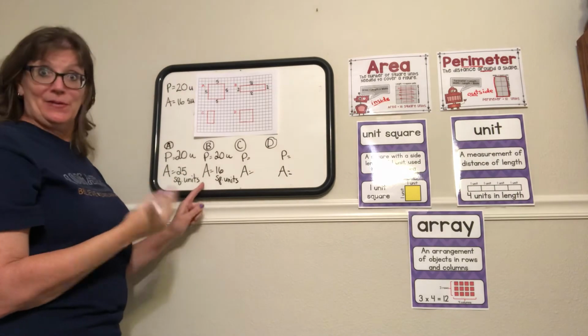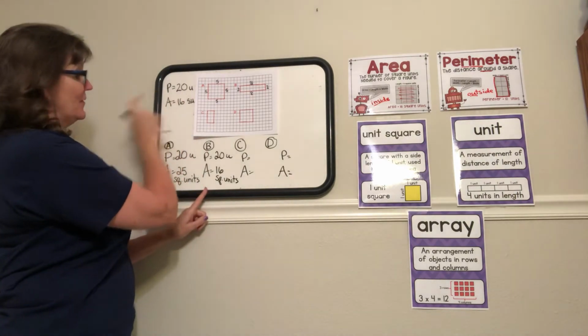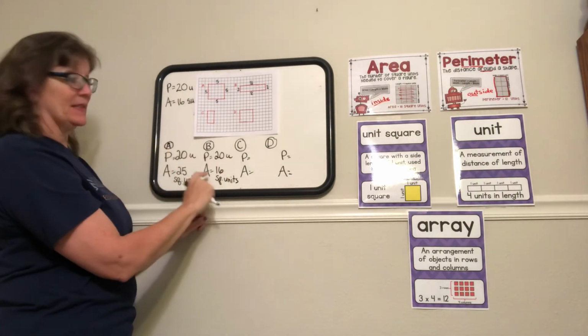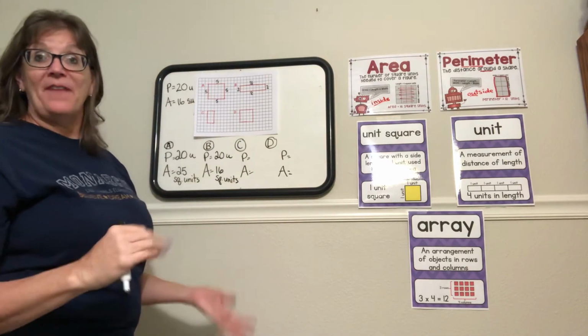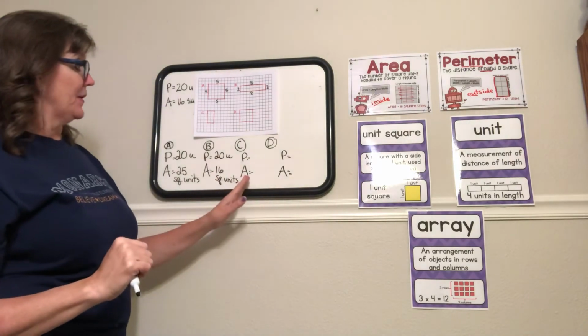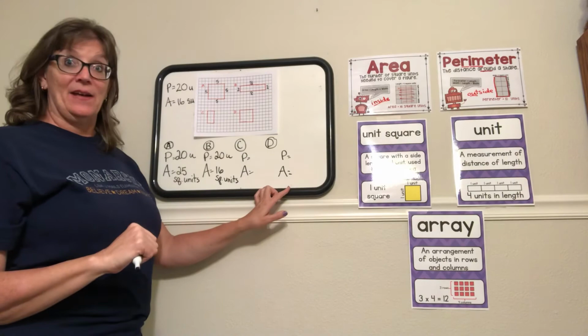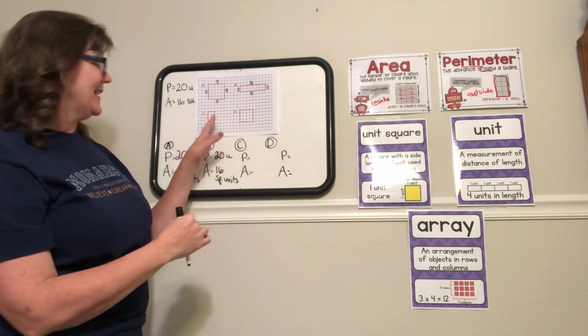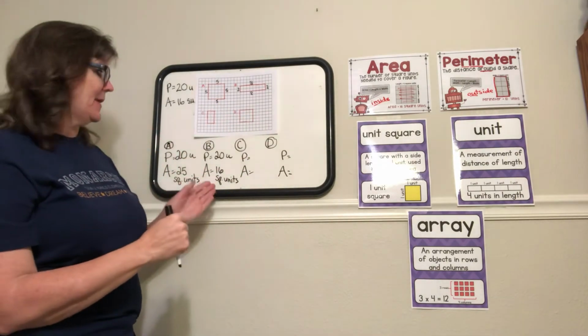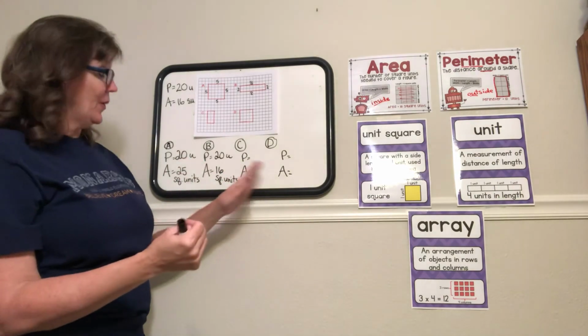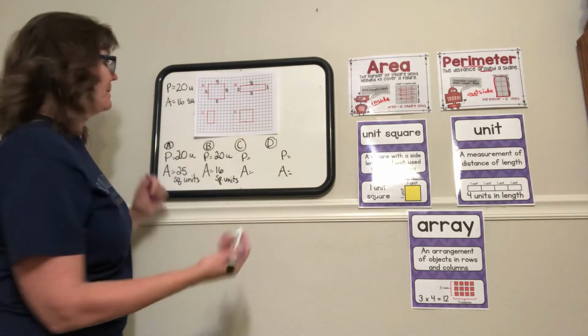Well, I think that's what I was looking for, isn't it? Perimeter of 20 units, an area of 16. So I think I found the correct one. But remember, it's always a good idea to complete each problem in case I made a mistake here. Okay, so always complete each one just to make sure.